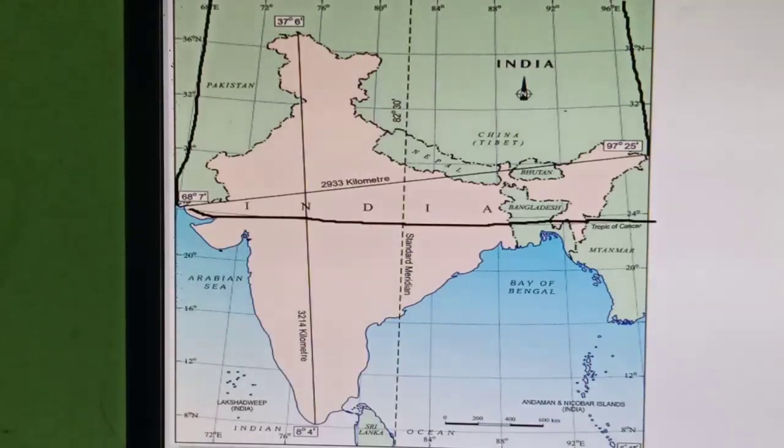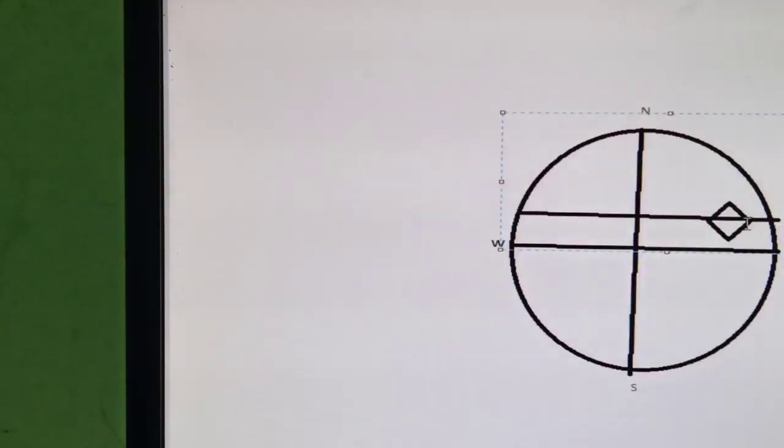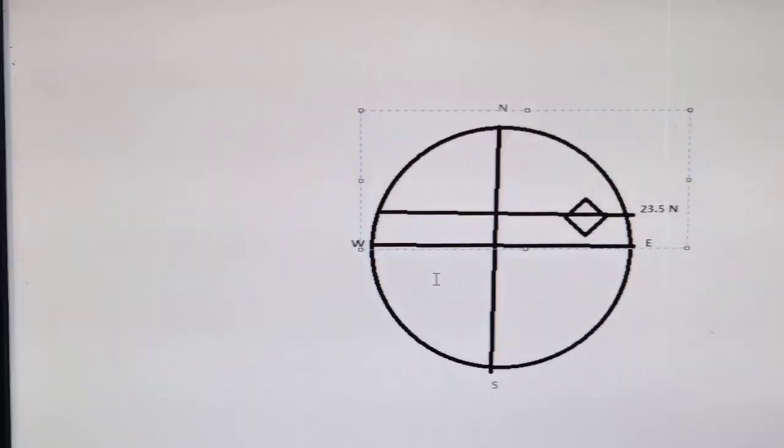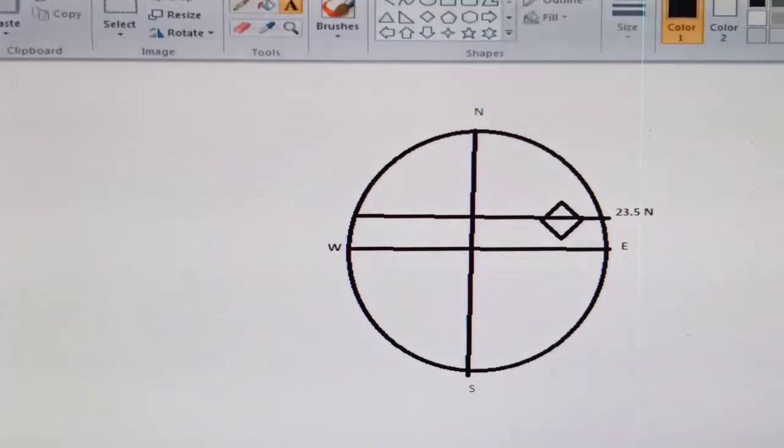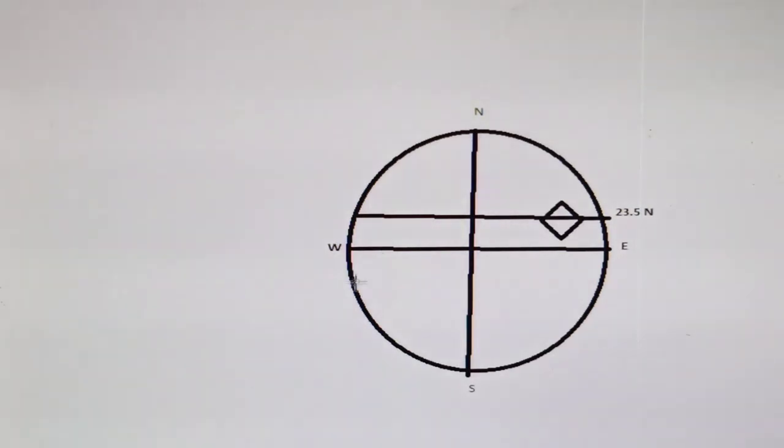Why is it north? Because this complete area is in the north of equator. Downside, that is 23.5 degrees south, that is Tropic of Capricorn. From here to here, that is 23.5 degree south.